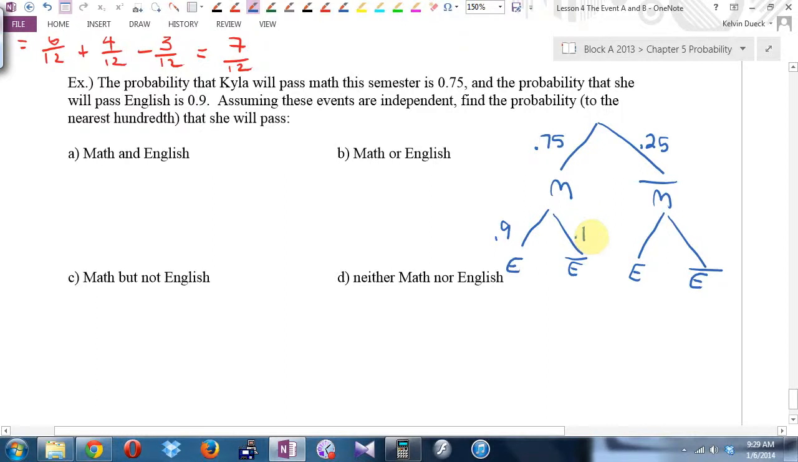0.1. Now, this question says these events are independent, which means this is also going to be 0.9 and 0.1. It means the probability of her failing math doesn't affect whether or not she fails English. I'm not sure that's true in real life. I think in real life, if you fail one subject, you're probably more likely to fail more than one subject, but I was just making up numbers. Okay?